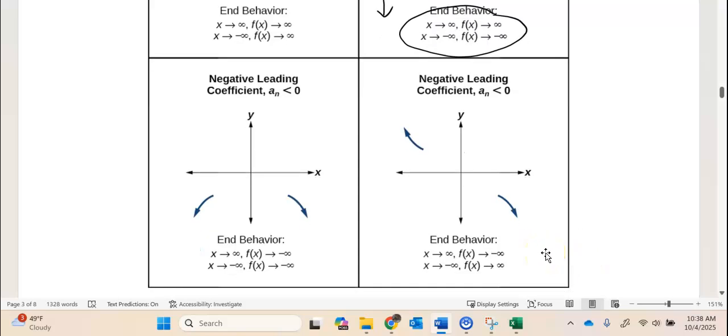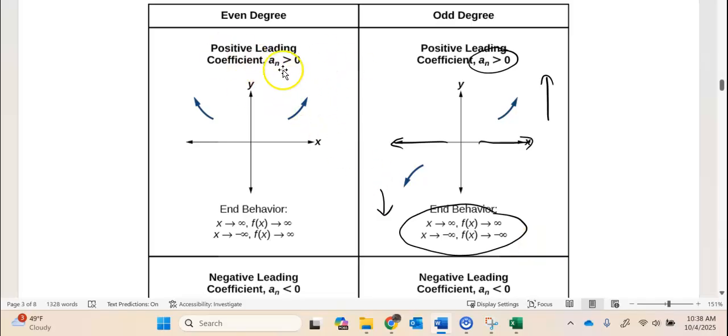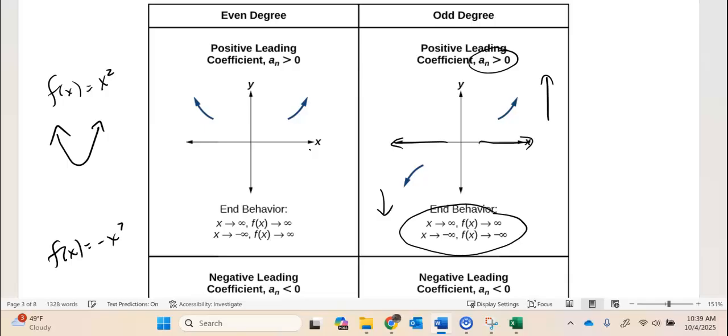We'll look at some examples here in a minute. If the leading coefficient is positive and the leading power is even, that is an even degree polynomial, it's going to do what your quadratic would do, right? If you remember from quadratics, f of x equals x squared goes like that. f of x equals negative x squared goes like that. Okay, but the end behavior will be the same. As x goes to infinity, y goes to positive infinity. As x goes to negative infinity, y also goes to positive infinity.